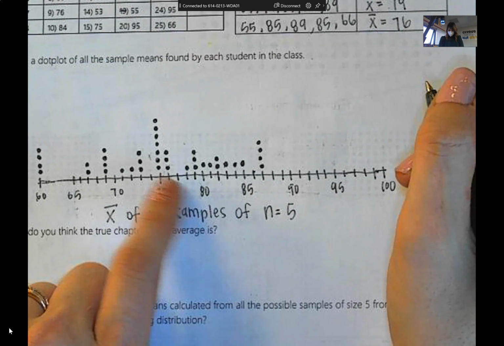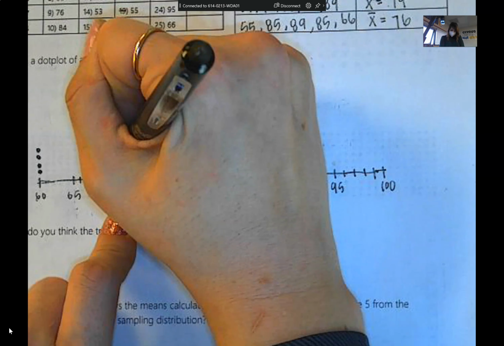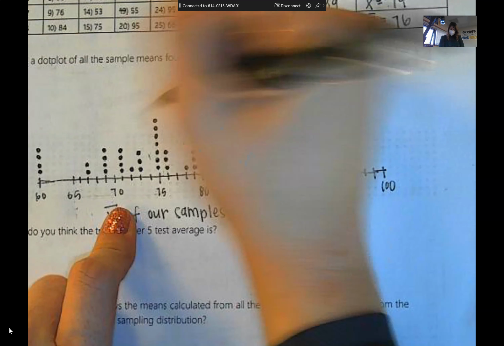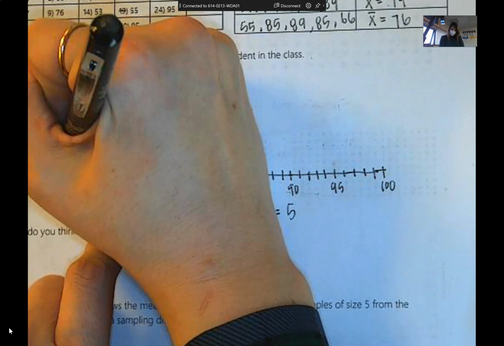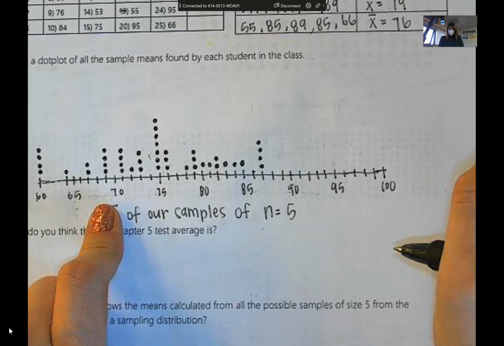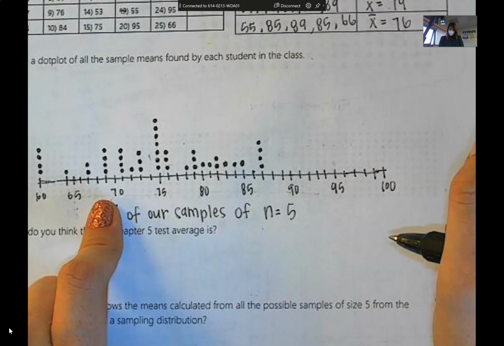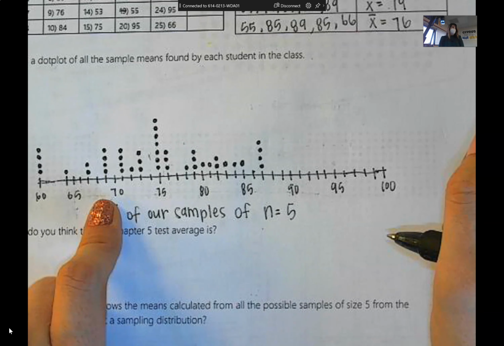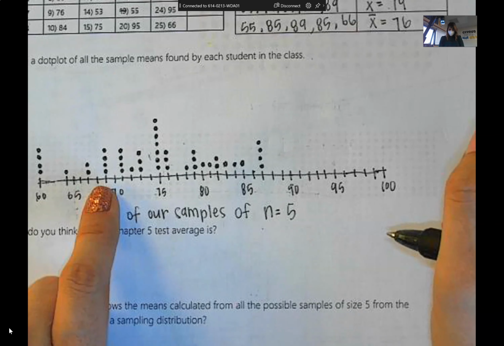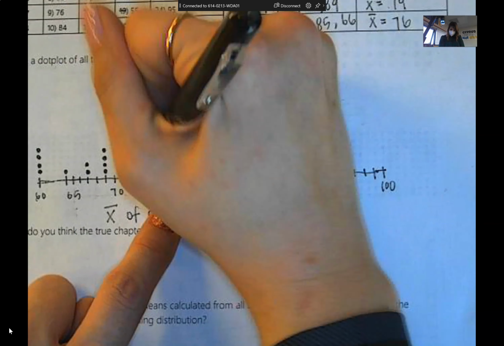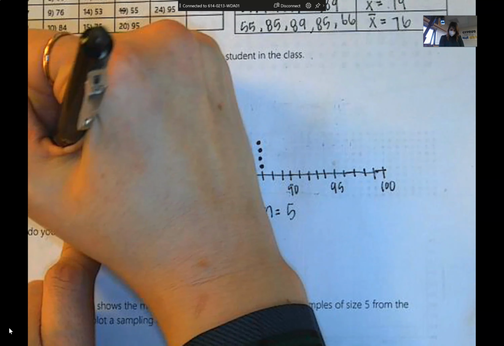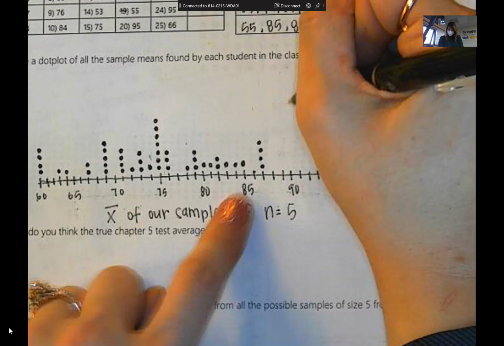Anissa? 71, 71, 64. Mildred? Do you want me to come back to you? Okay. Mason? 74, 63, 69, and 84.